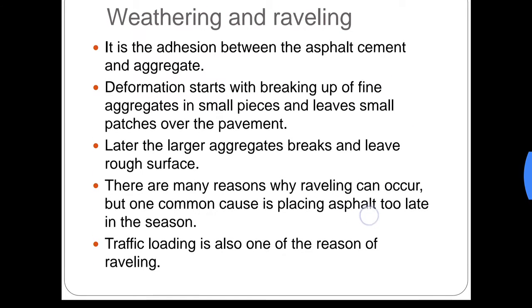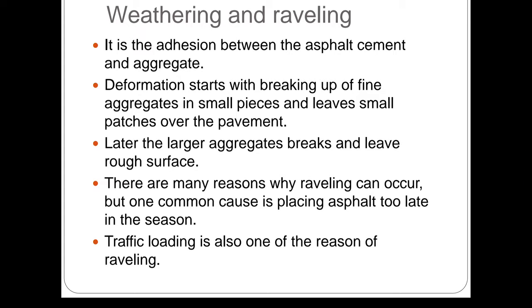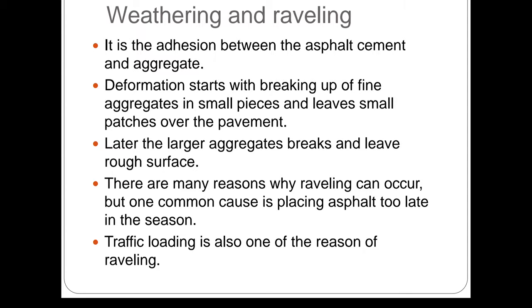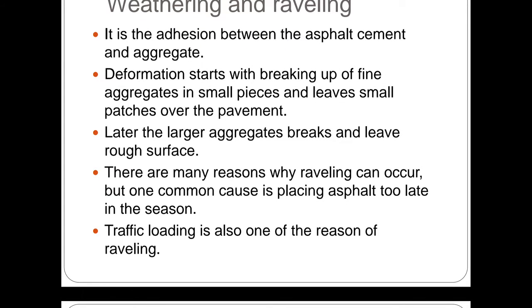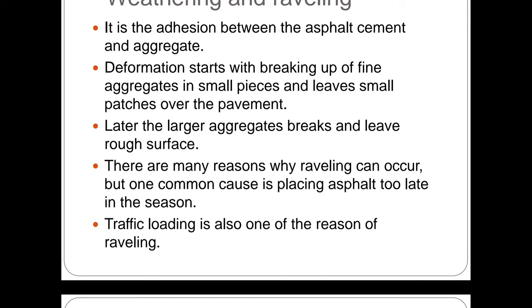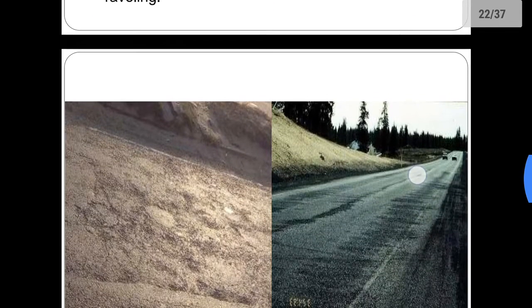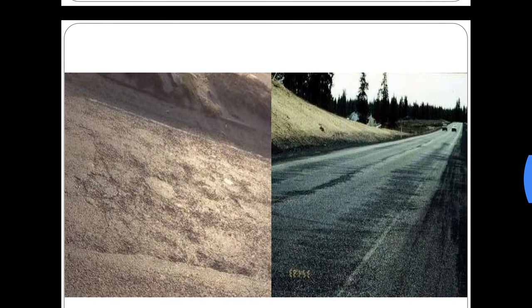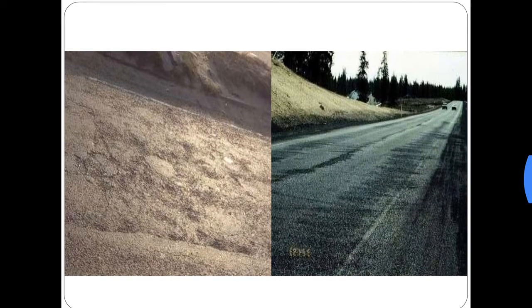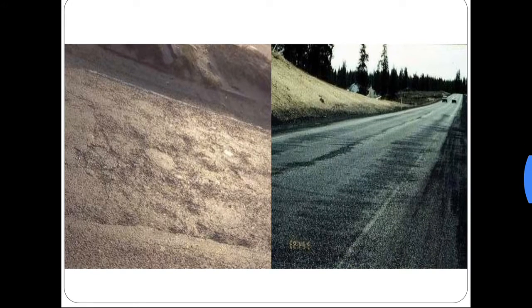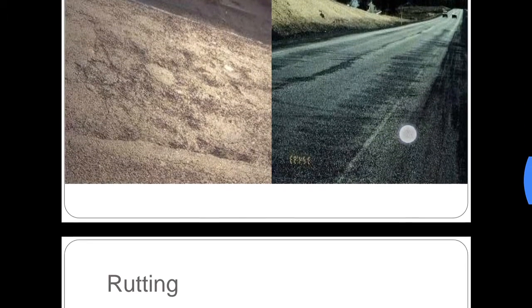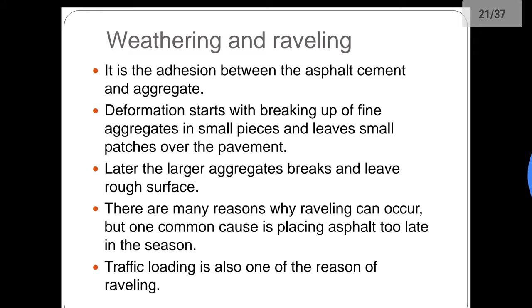So the next type of defect is weathering and raveling. It is a break in the adhesion between the asphalt, cement and aggregate. So basically what happens, the road disintegrates, the material disintegrates. We can observe that the aggregates come out of the layers due to lack of binding, and you can see a weathered surface over here. This is nothing but raveling or weathering.